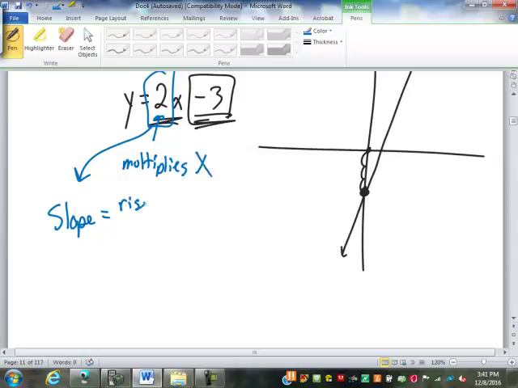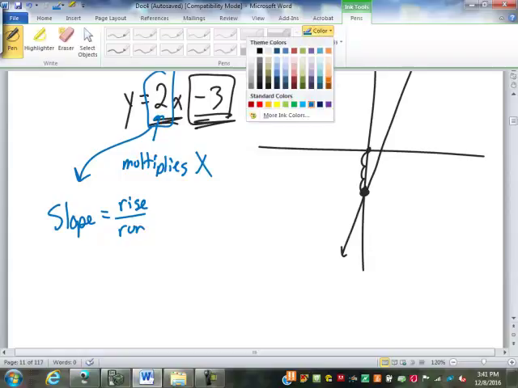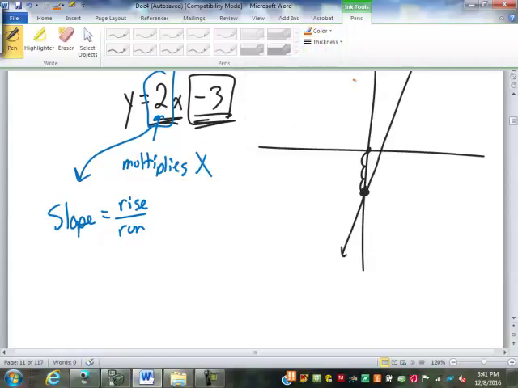Slope is defined to be a rise over a run. You might be looking at the 2 and saying, well, that's not a fraction. Well, it kind of is. How do I make 2 into a fraction? Let's put it over 1, right? 2 over 1, it's now a fraction.